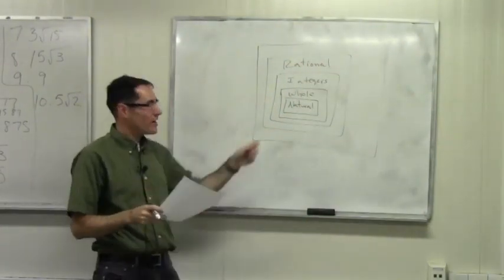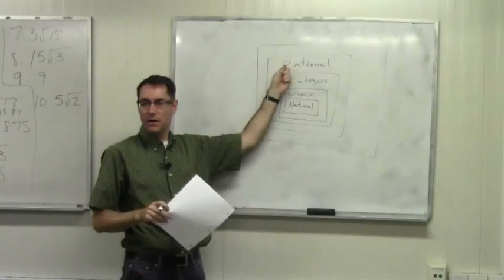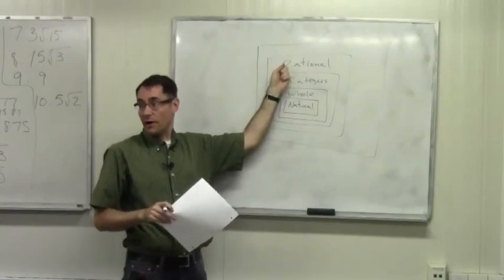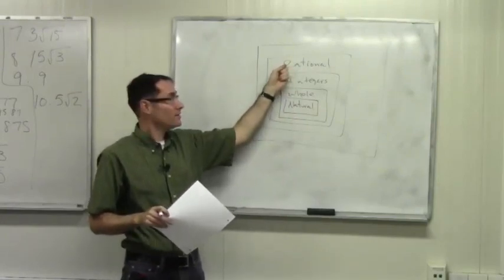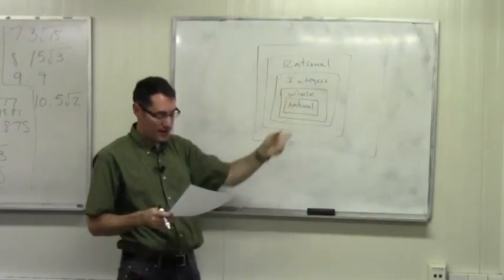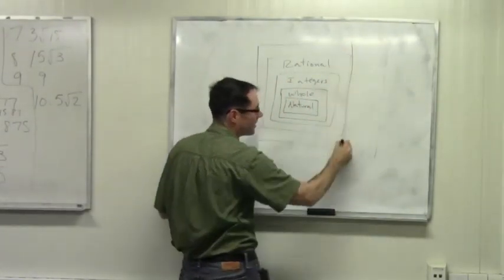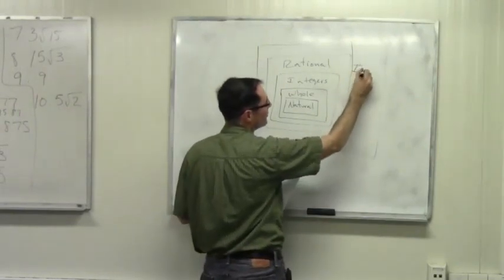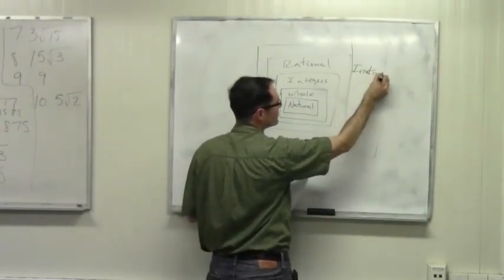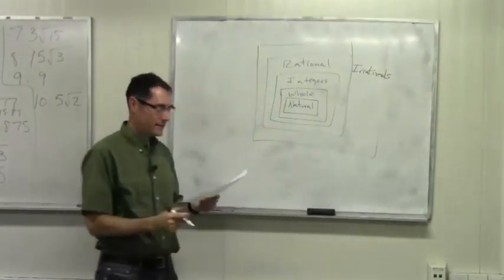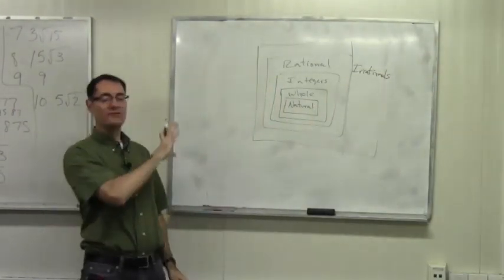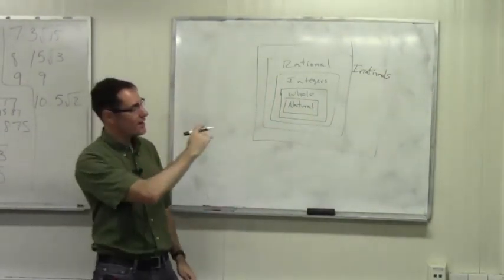OK, are integers rational? They are, because you can always divide by 1 to make it into a fraction if you want. OK, and all these fit into these boxes. Then we said there was a whole other section of numbers over here called the irrationals, like that. OK? All of these numbers fit into one giant box.